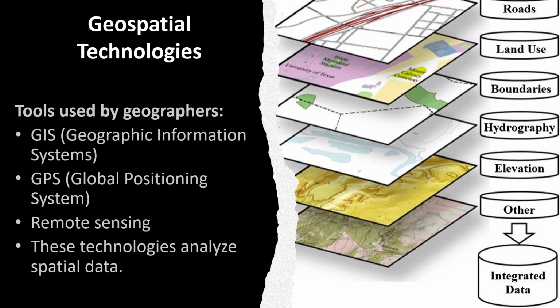Your phone is tracking you at all times. If your GPS is on, it knows where you are. If you're in a car, it knows what speed you're going. And then remote sensing. This is taking pictures from the air in airplanes or from space using satellites. These technologies collect and analyze spatial data so geographers can once again look for patterns.